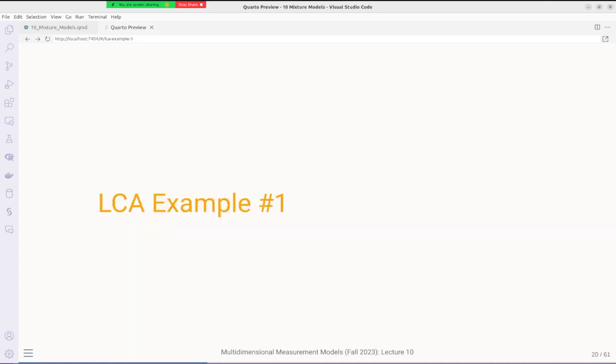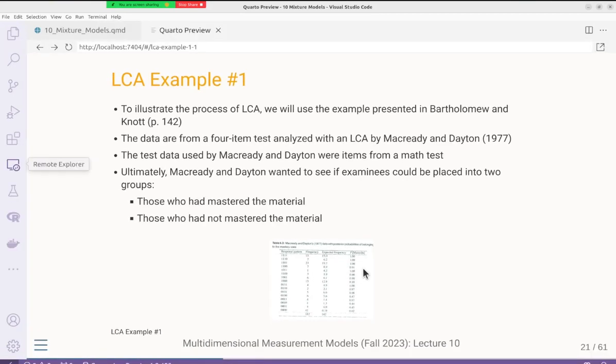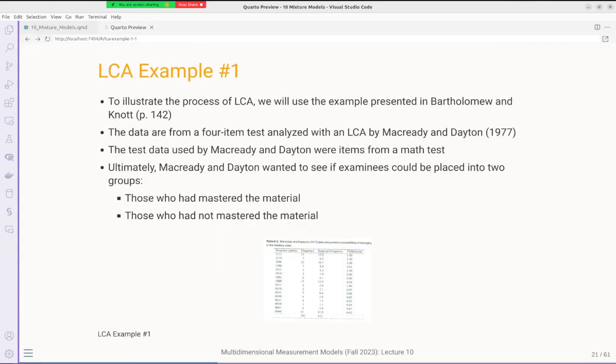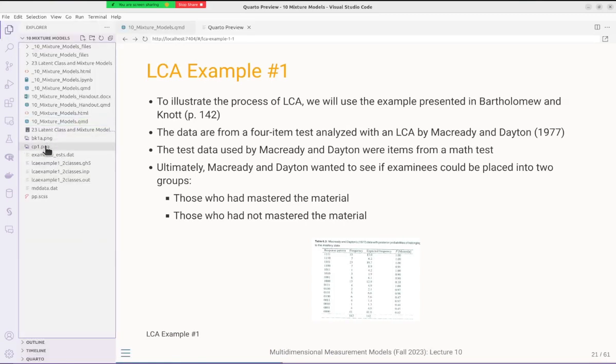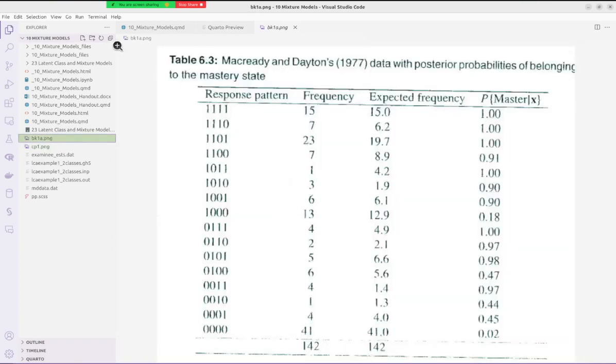All right, let's start with an example. This example came from the Bartholomew, Knott, and Moustaki book. And these are the data. I don't know if I can zoom in. Nope, I cannot zoom in. Sorry, guys. But here's your data. Let's see if I can. There we go. These are the data right here.